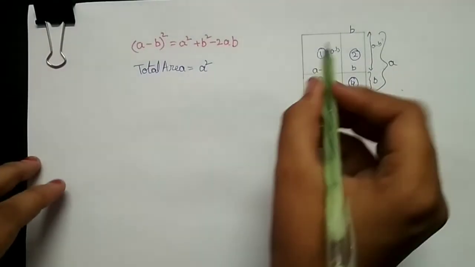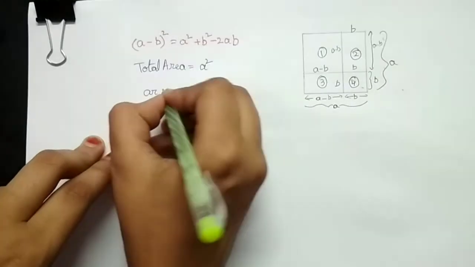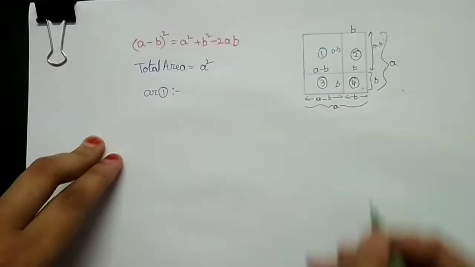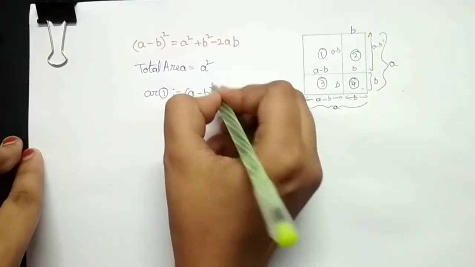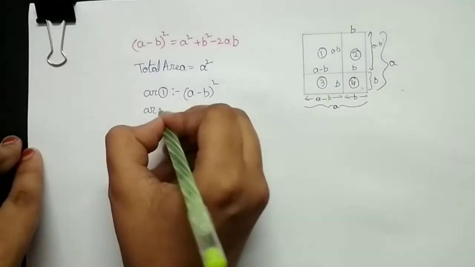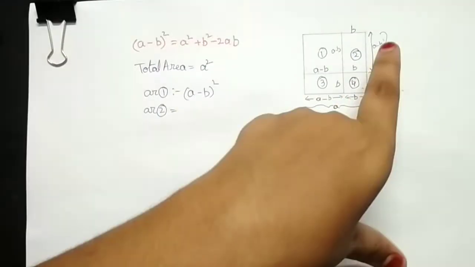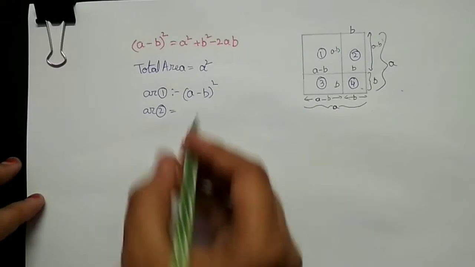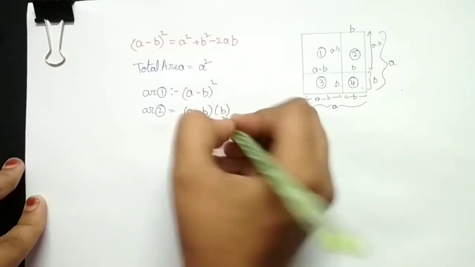So let's take the area of 1, 2, 3 and 4 also. Area of 1: 1 is a square with side A minus B, so the area will be (A minus B) whole square. And area of 2: 2 is a rectangle with length A minus B and width B, so that will be (A minus B) into B.